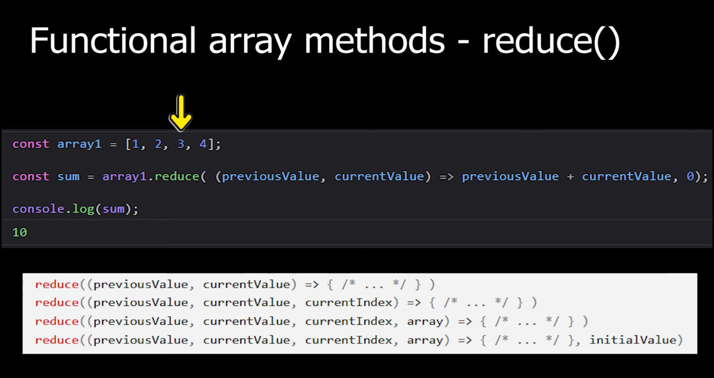Finally, during the fourth iteration, the previous value is now set to 6, and the current value is set to 4. So the reducer function after its final iteration returns the value 6 plus 4, which is 10. So the total sum of all the elements in the array is 10.